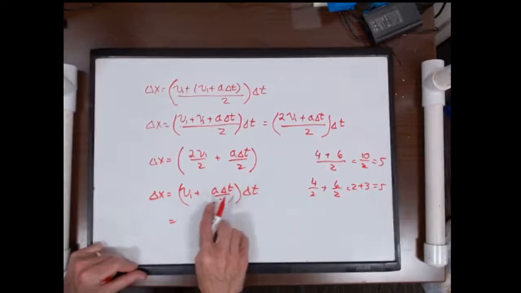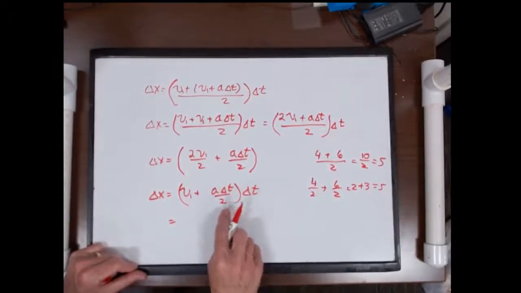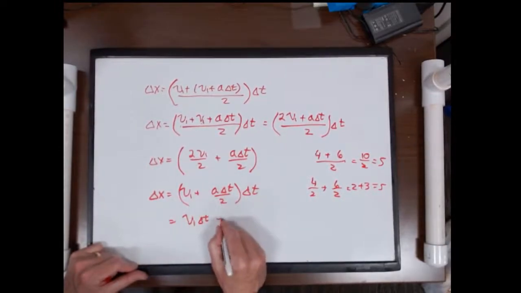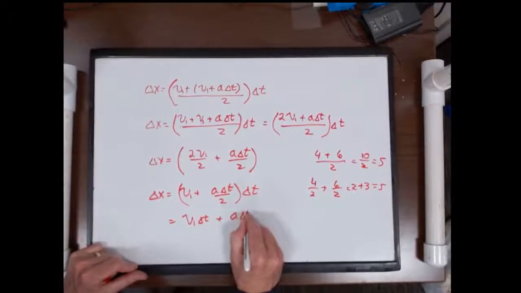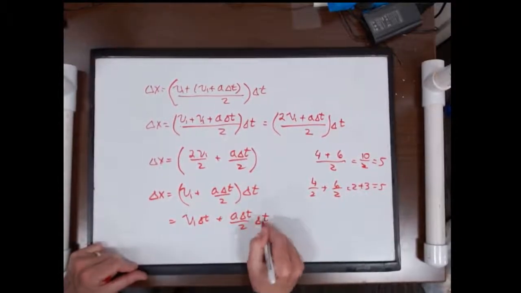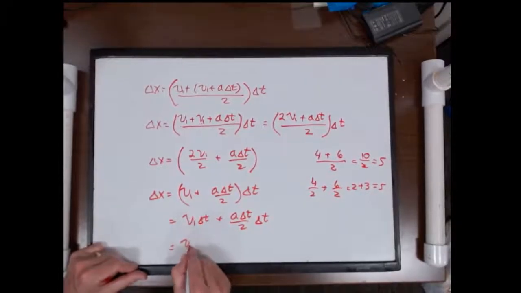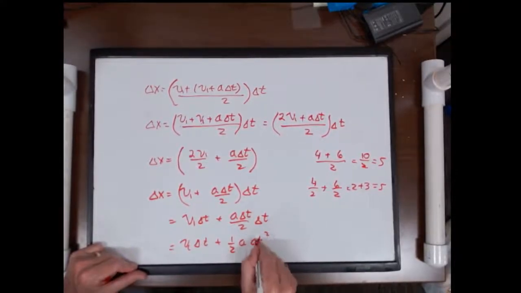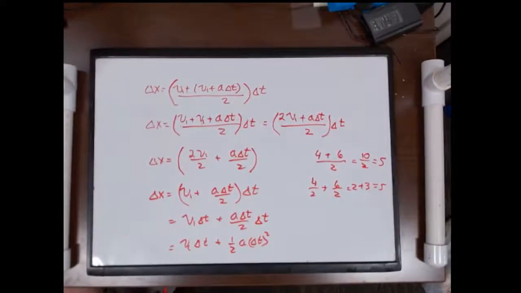And since I can multiply this through, it's called the distributive property, if you remember your math. This is v1 times the change in time. I multiply this guy by this guy, plus acceleration times the change in time over 2 times the change in time. All right, and this is equal to v1 times the change in time plus 1/2 a times the change in time squared, like that, because I have a change in time times the change in time. And so that's what my change in position is.